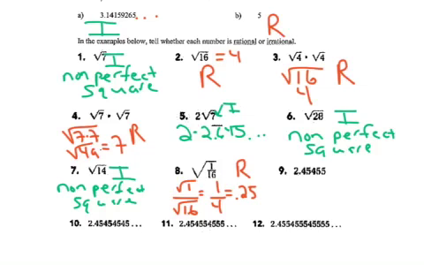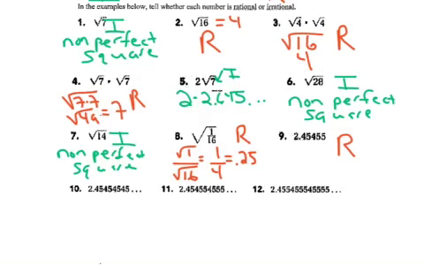The next one is 2.45455. This does not have a pattern. It is not repeating. And it does not have a ... after it. So this decimal terminates. It ends, so it is rational.